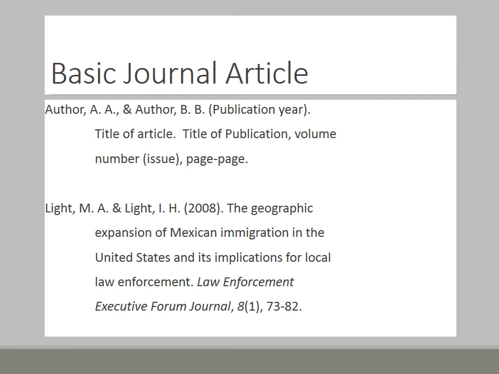You are to capitalize all the words except for your minor words, like of, in the title of the journal. Then you'll have the volume number and the issue number. Now the title of the journal and the volume number are italicized. The issue number is not. Then you will have the page number for the journal article. And then you end it with a period.